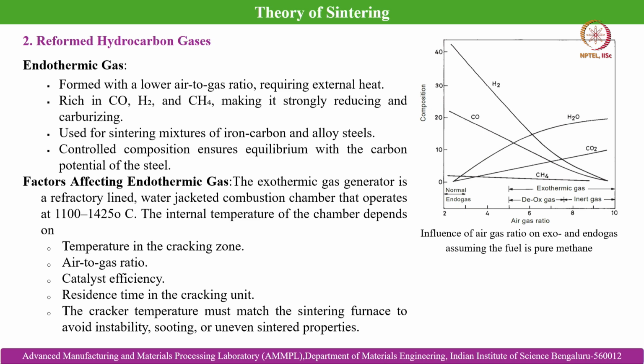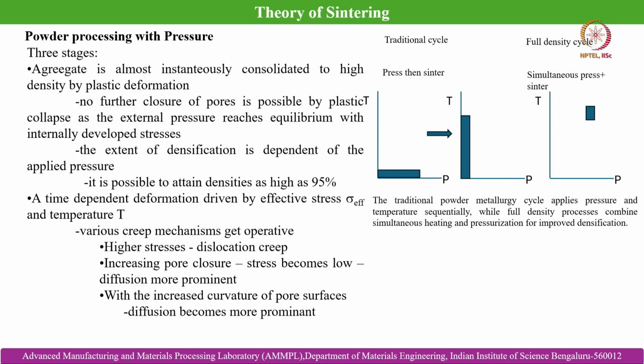So, factors affecting endothermic gas. The generator is a refractory lined water jacketed combustion chamber that operates at 1100 to 1425 degree centigrade. The internal temperature of the chamber depends on the temperature in the cracking zone, air to gas ratio, catalyst efficiency and residence time in the cracking unit. The cracker temperature must match the sintering furnace to avoid instability, sooting or uneven sintered properties. So, this is the role of the sintering environment.